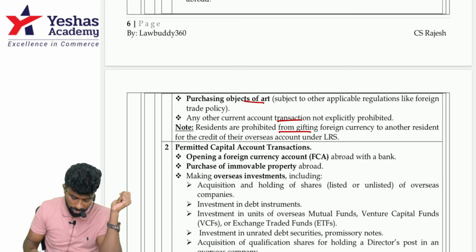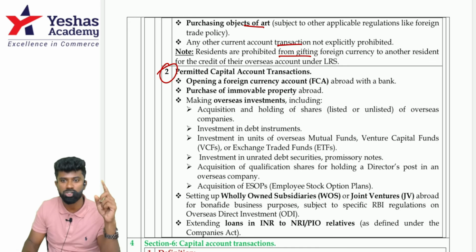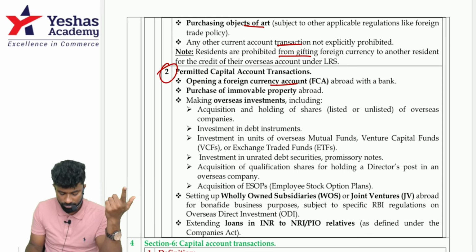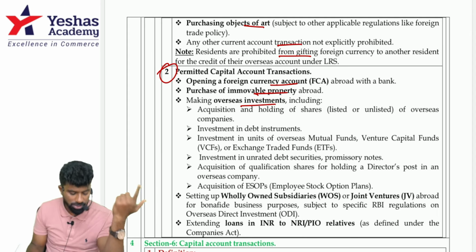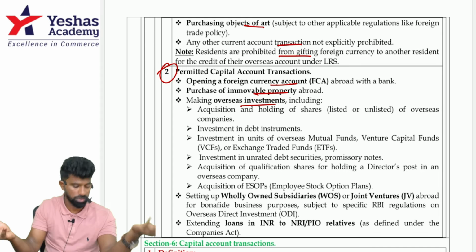Next one, permitted capital account transaction under the LRS scheme. What scheme? What can you do? Can you open a foreign currency account? Purchase the immovable property? Make overseas investments? Means you can purchase the shares of foreign company. Allowed or not allowed? Allowed.